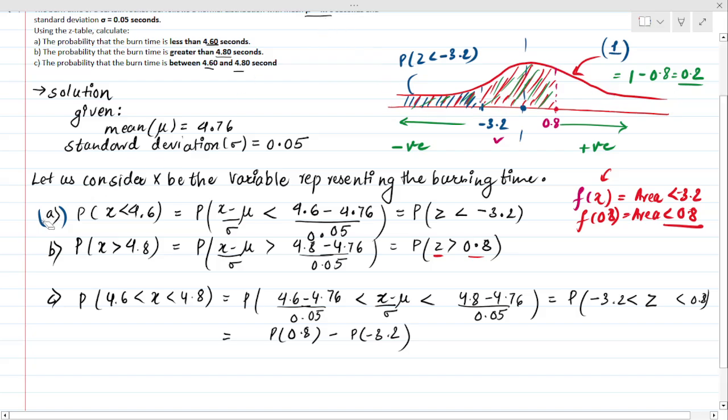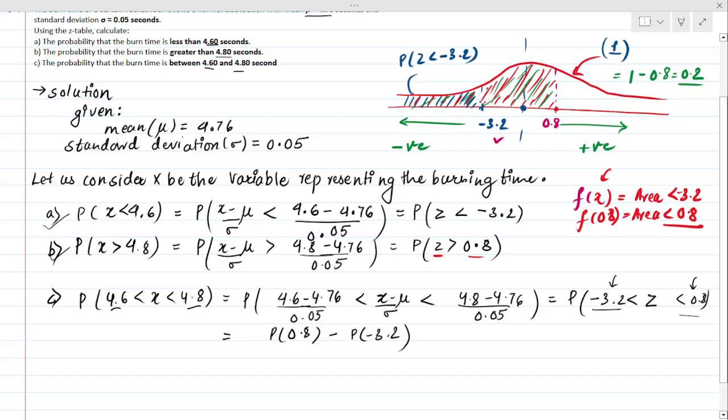This is the value of P(Z > 0.8). What if someone asks you for the value of x from 4.6 to 4.8? So when we have z from -3.2 to 0.8, so it lies between -3.2 and 0.8, then we get the value of P(Z < 0.8) from the z table.